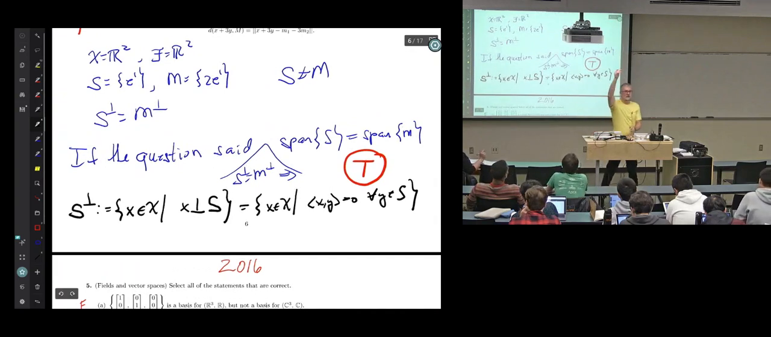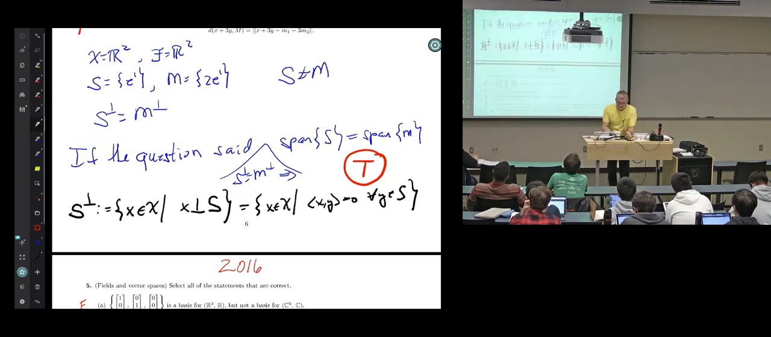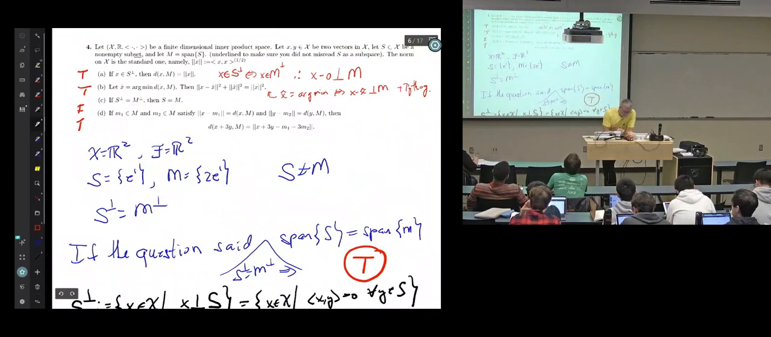If S perp is always a subspace, then what about the orthogonal complement of the orthogonal complement of S? So that'll be a subspace. But isn't that just S? When S is, it'll be the span of S. So you can show this. We haven't done it in class.